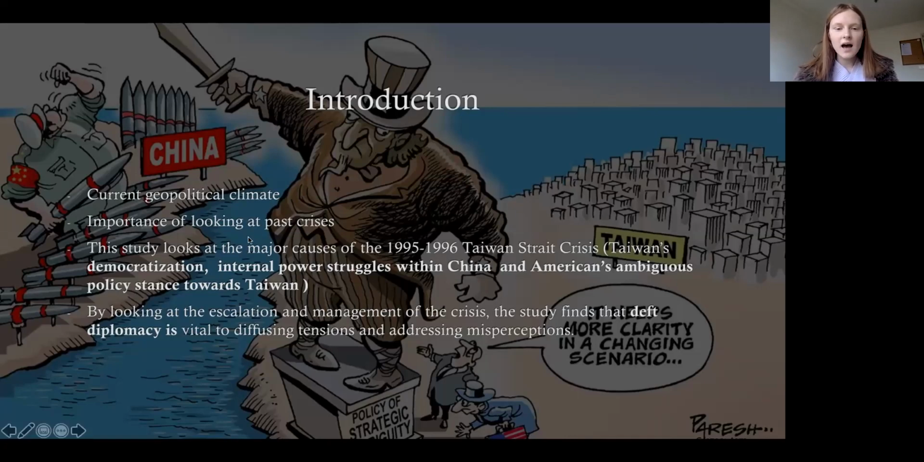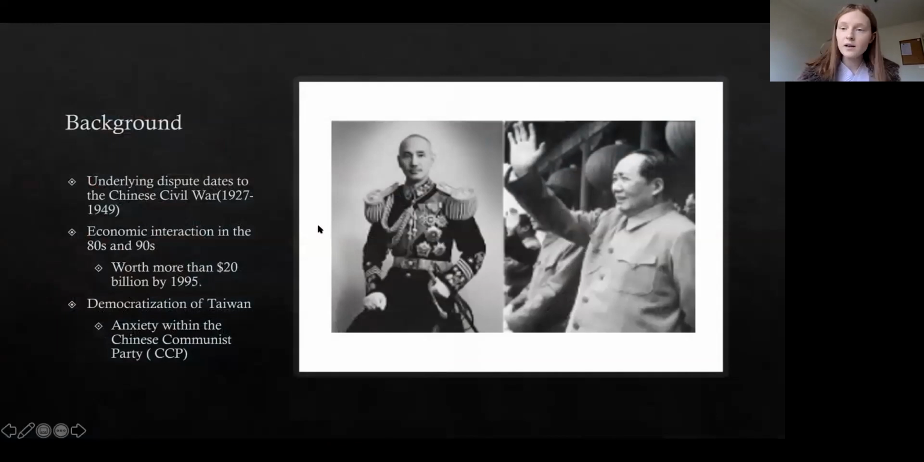Before we get started, I think it's crucial that we look at the background to the crisis and the background to the relationship between China and Taiwan. So the underlying dispute itself dates back to the Chinese Civil War. The Kuomintang, under the leadership of Chiang Kai-shek, retreated to Taiwan and declared Taiwan as the Republic of China. Conversely, Mao Zedong declared the People's Republic of China as the motherland and Taiwan as a part of the PRC.